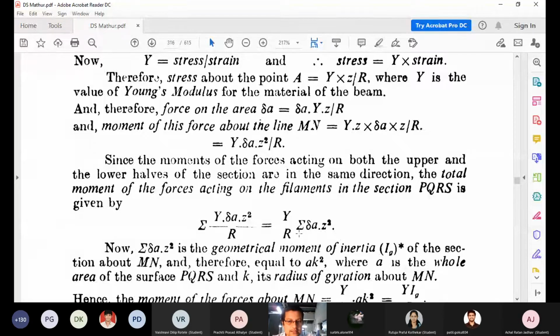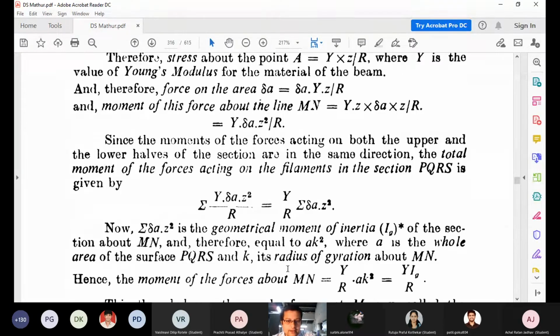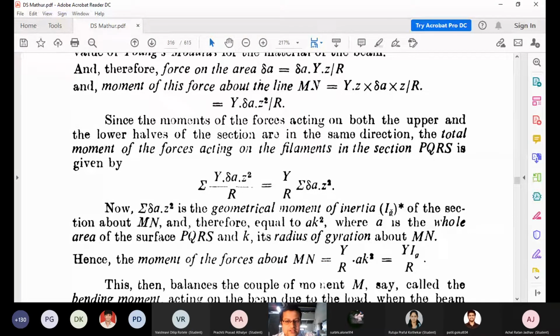But what is changing over there? That is the cross sectional area delta A, and the square of that small z. So remember, since we are considering a rectangular kind of cross section, the geometrical moment of inertia comes into the picture. This particular section Mn has a geometrical moment of inertia. How to calculate it depends upon which cross sectional area you have, whether rectangular or circular.